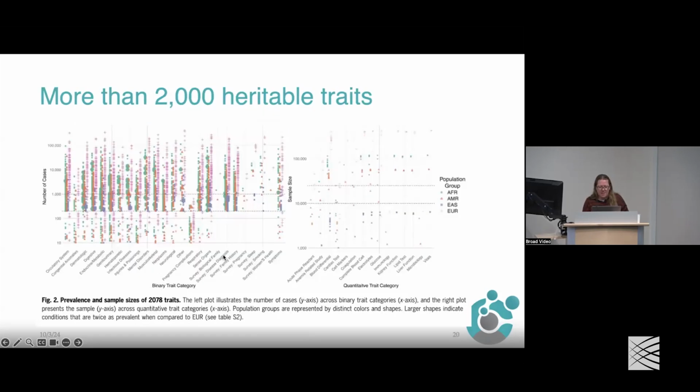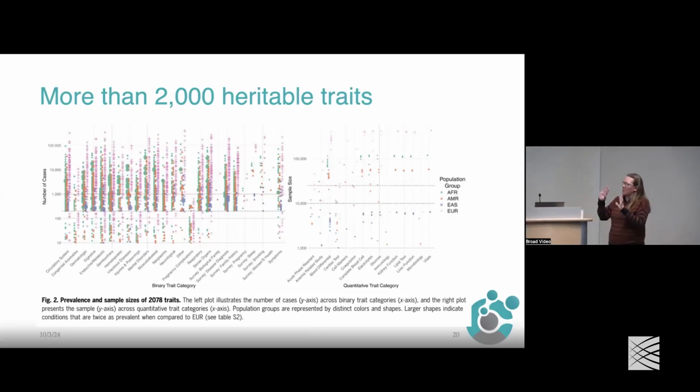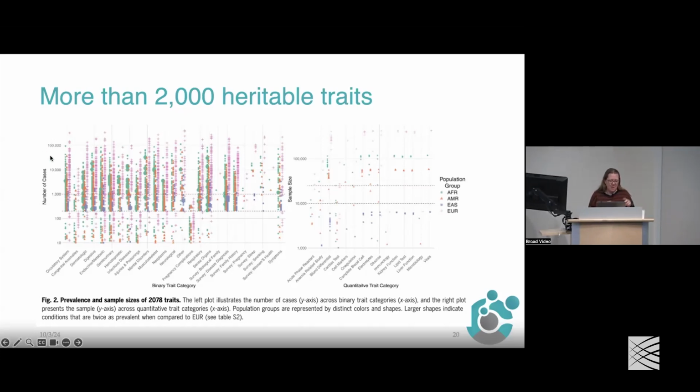This is a depiction of the traits and the frequency of the binary traits on the left, and the sample sizes available for the quantitative traits on the right. Here I would flag that even in a single sample, you're not going to have the same sample size for every trait because you are subject to data availability. But it was really cool to see how there are more than 1,000 or 10,000 or 100,000 individuals with a particular condition being studied here.